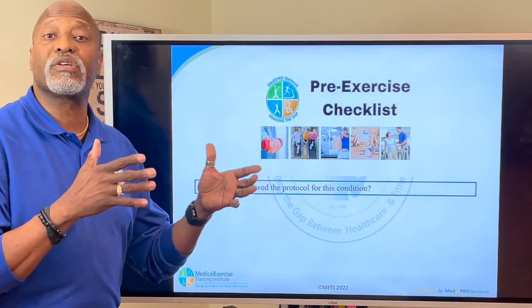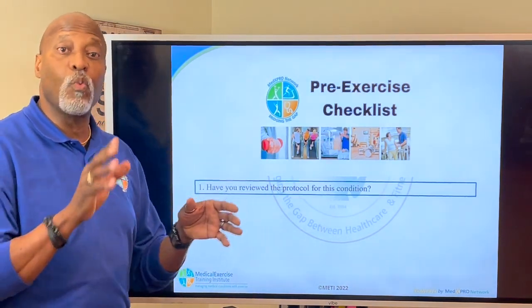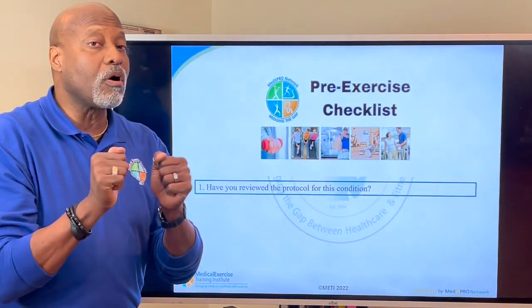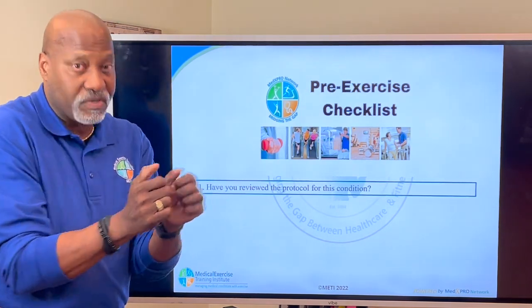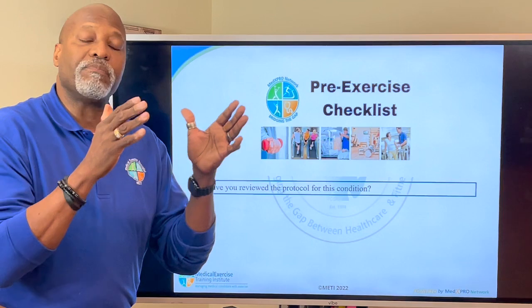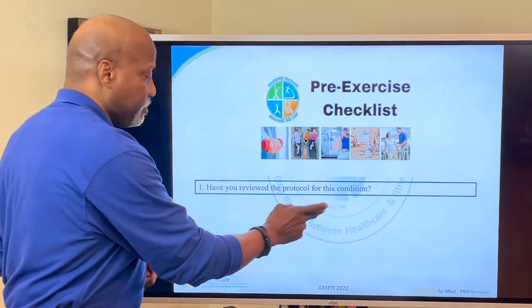Reviewing the protocol makes a world of difference in understanding where you're going with the client. And the protocols aren't etched in stone. They give you some leeway. So it's not like handcuffs, but they give you some leeway and they prevent things from falling through the cracks.